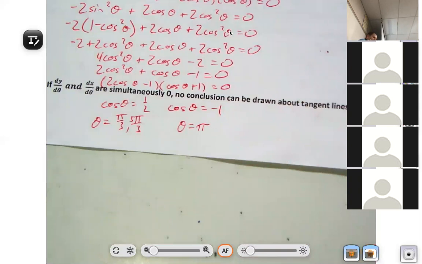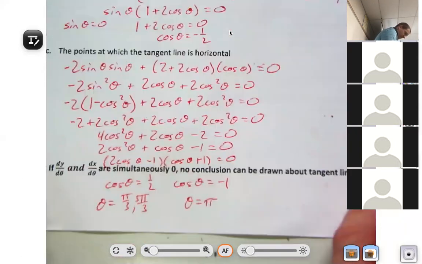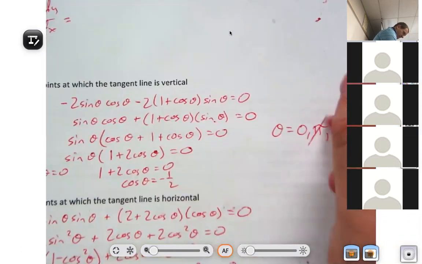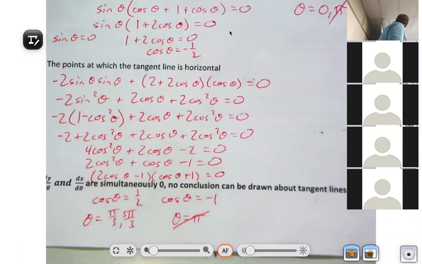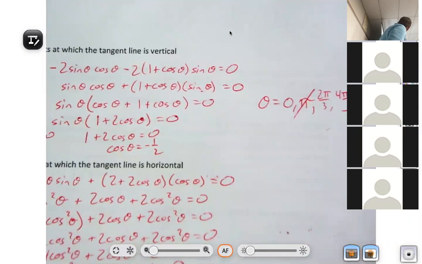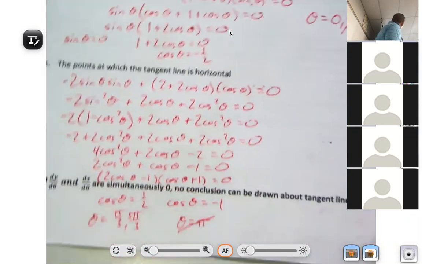I'm rereading that note there. It says if they're both 0, no conclusion can be drawn about tangent lines. Does that mean it could be vertical or horizontal? I don't know how you would determine. These are just my inner thoughts. But for now, we're going to exclude it from both. Did any others show up? No. There we go.